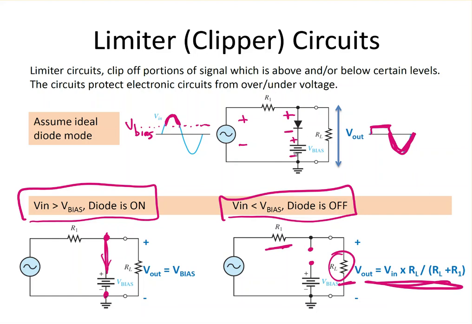Okay, now the tricky thing comes in when you consider that this diode and this DC power supply could be flipped in direction, either one or both of them, and so that gives us a lot of scenarios to consider.